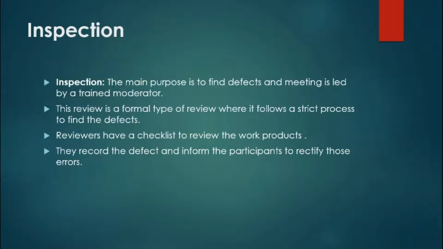Now reviewers have a checklist to review the work product. A reviewer will check the quality of your work with the help of a checklist, to see whether the work you have done meets the particular criteria as per their checklist. They record the defects and inform the participants to rectify those errors. So in inspection, all the defects and errors are recorded and informed to the participants to rectify.